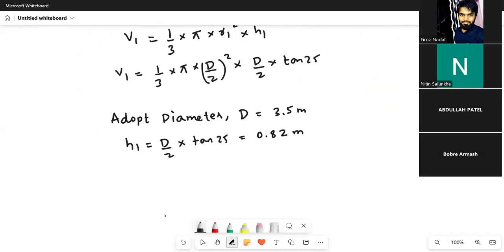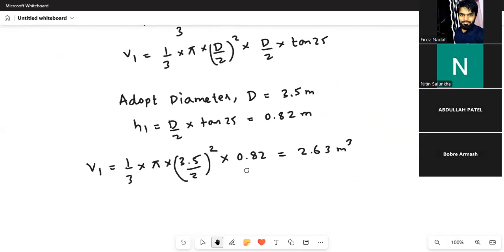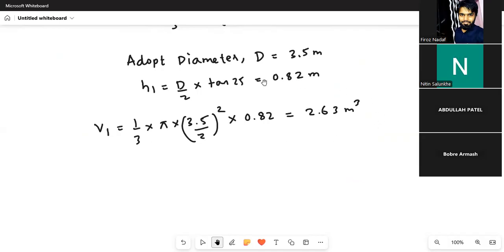So what is V1? We can find V1. V1 equal to 1 by 3 into pi into diameter 3.5 by 2 whole square into H1. H1 is 0.82, which gives V1 equal to 2.63 meter cube. Okay, so this is the volume of surcharge that we have gotten.